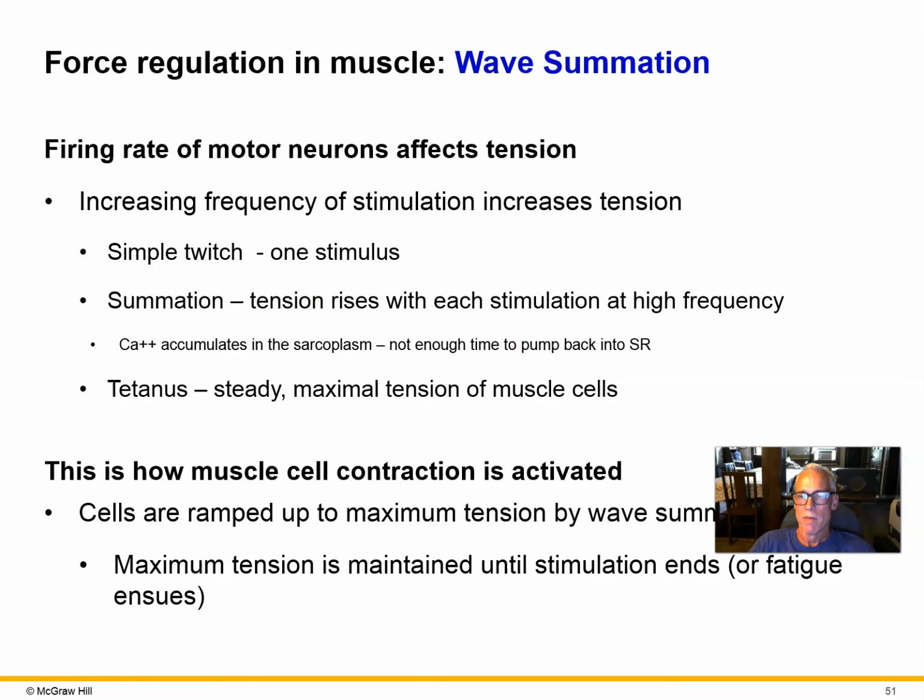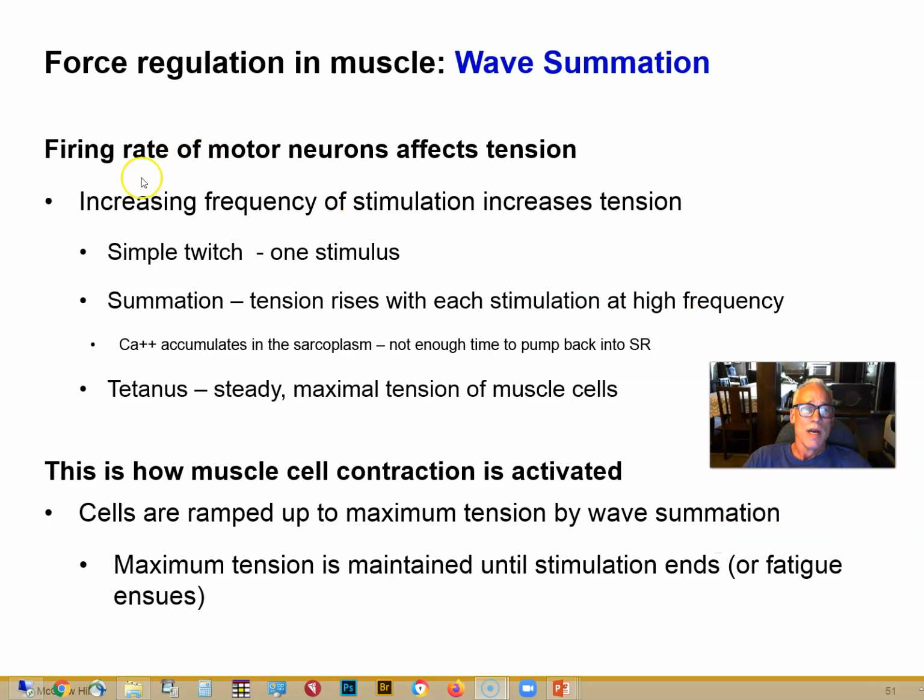All right, wave summation. Increasing frequency of stimulation increases the tension that muscle cells produce. If we just stimulate once, we get a muscle twitch. If we then stimulate in rapid succession, the tension will increase with each successive stimulation until we reach some peak tension called tetanus. Tetanus is just the maximum tension a muscle cell can produce, or muscle cells, and that's exactly how we use muscle cells, at their maximum tension.